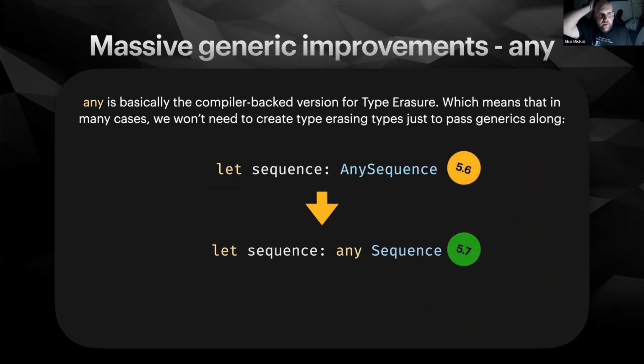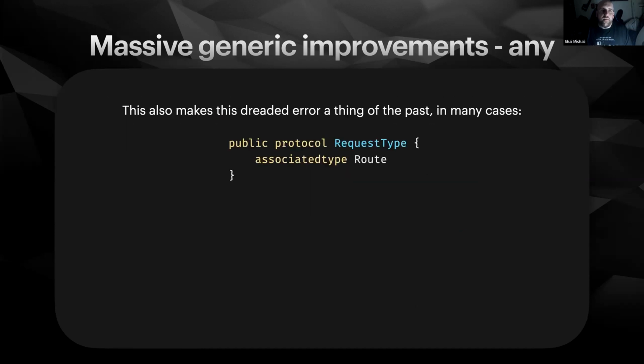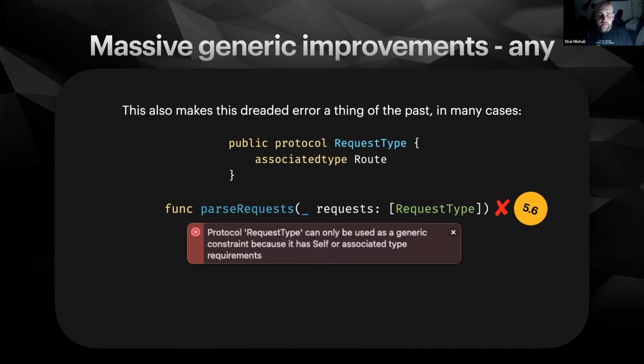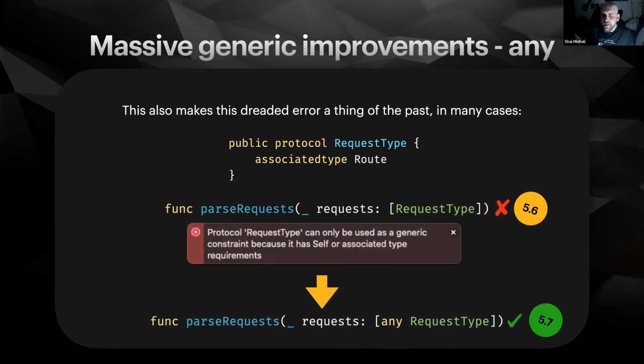Also, the any keyword is basically a compiler-backed version of type erasure. It is a bit slimmer in the possibilities that it offers, but it does replace a lot of these manual types that we had until today to type erase protocol-based stuff. This also gets rid of this weird message that some of you know and hate, where if you want to pass an array of a protocol that has an associated type, you would get this 'has Self or associated type requirements' error. We can just pass an array of any request type, and then that just works as you expect it to.